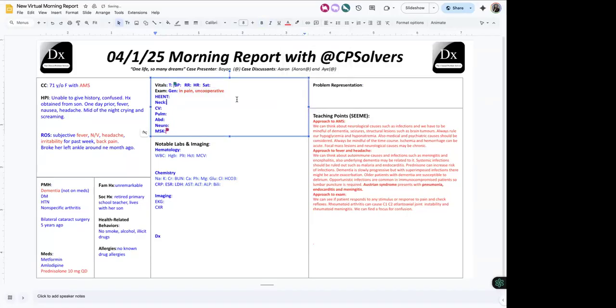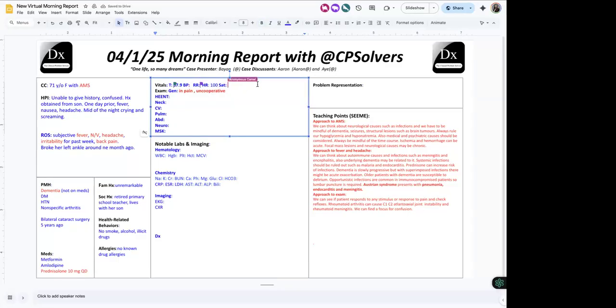On general look, she seems like a typical elderly woman in pain. Her vitals, her temperature was 37.9, that is 100.2 in Fahrenheit. Her heart rate was borderline at 100. Blood pressure was 152/89, and her random blood sugar was 109.